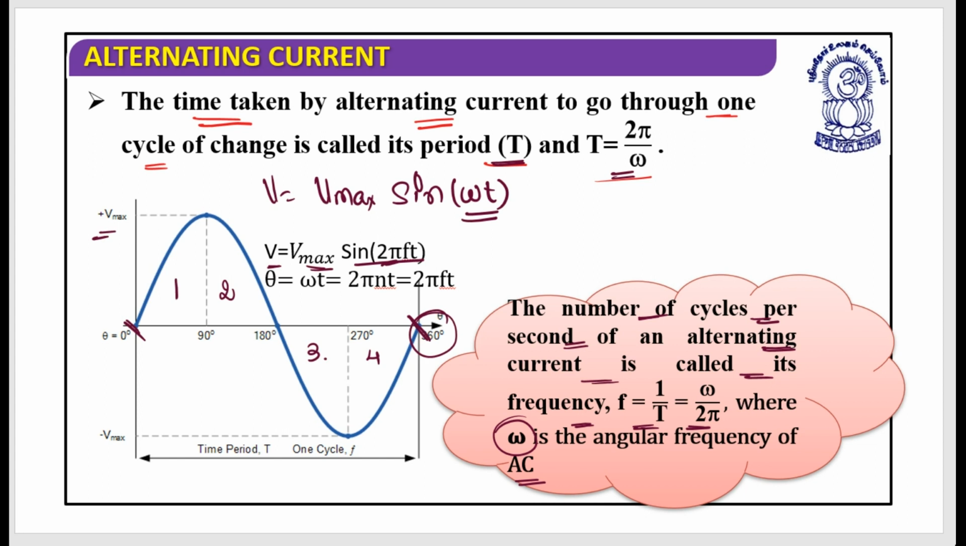Yes. So we have defined two terms. One is the time period T: it is the time taken by an alternating current to go through one cycle. And we have the frequency: it is the number of cycles per second of an alternating current. I hope this is clear.